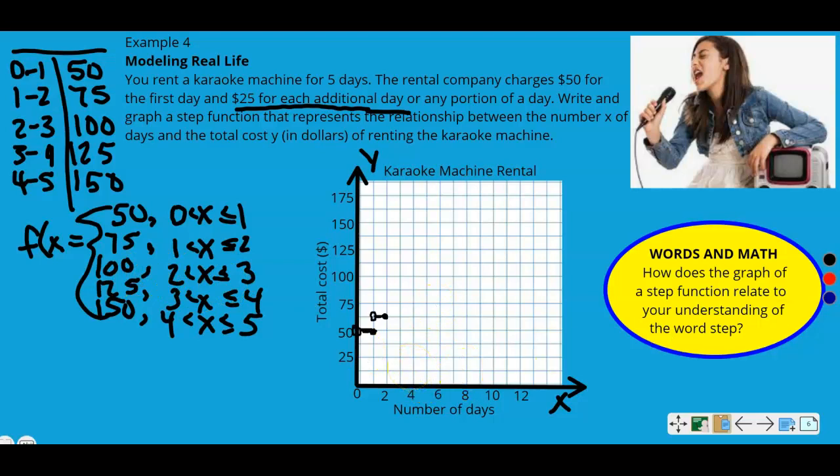Oh, wait a minute. I graphed it on the wrong line. I'm focused on getting my open and closed circles here, and I didn't go up far enough. All right, so this should be on $75. Here's $75. So it's going to be open and closed. See if I can make this one a little bit better too.